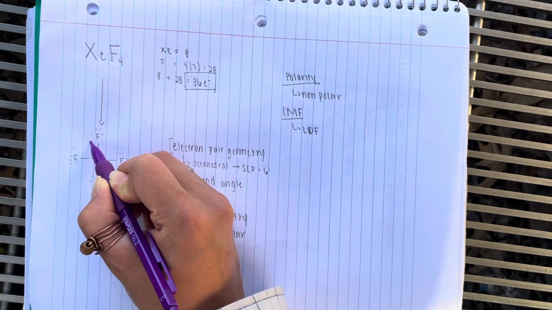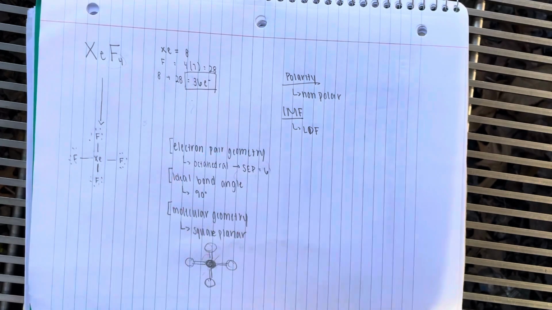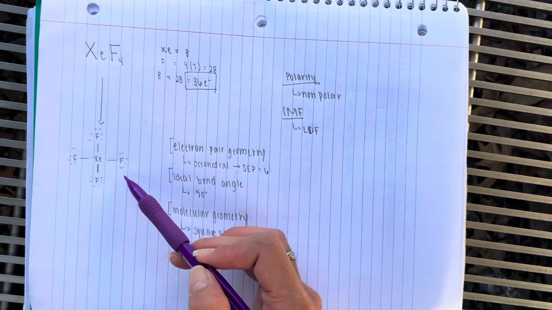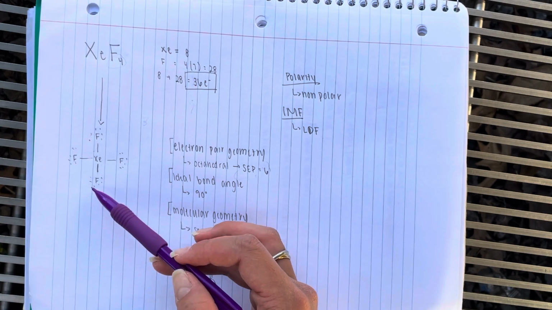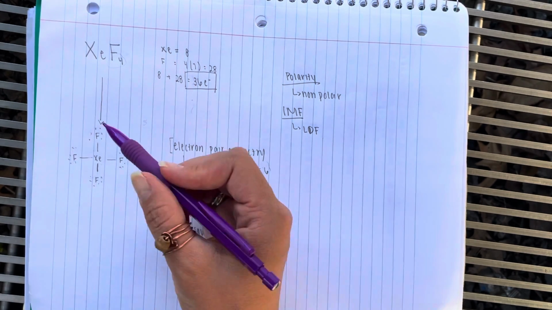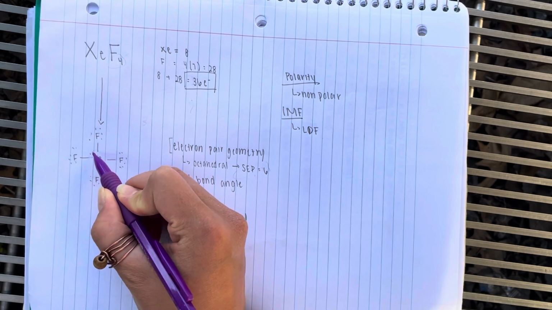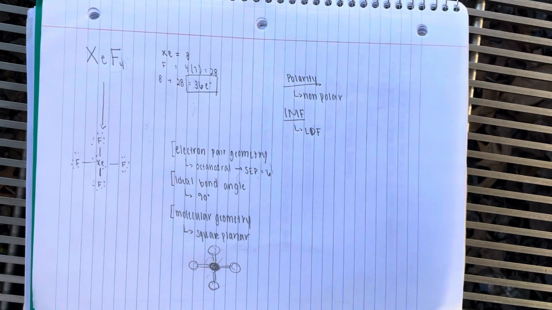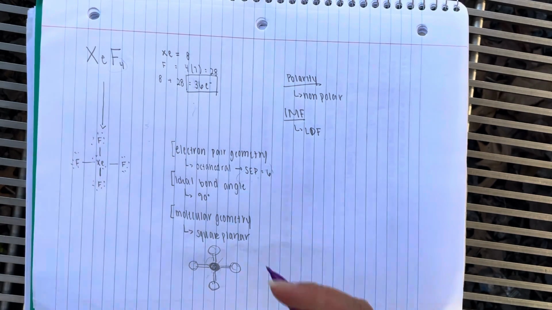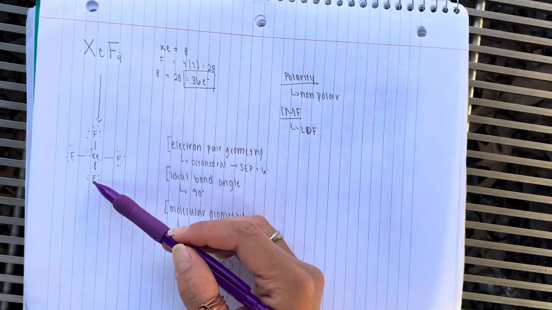So right here we have a total of 32 valence electrons, but because the fluorines have already satisfied the octet rule, they cannot add more electrons to them, so we add those last 4 valence electrons to our central atom. Now, this would be the complete Lewis structure for xenon tetrafluoride.